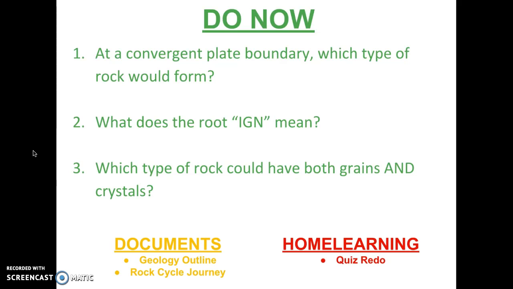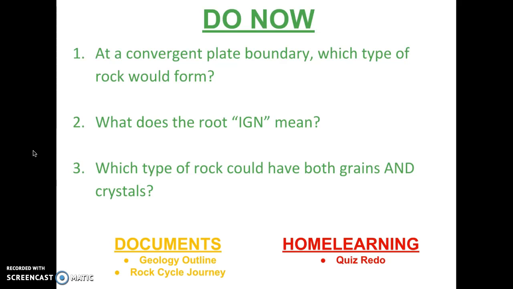Okay, so now that we're back looking at the do now, question number one says, at a convergent plate boundary, what type of rock would form? So you have to think about the convergent plate boundary, the direction that the plates are headed, which should be together. So that should be creating a regional metamorphic rock.